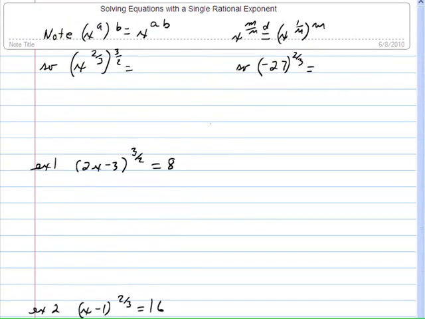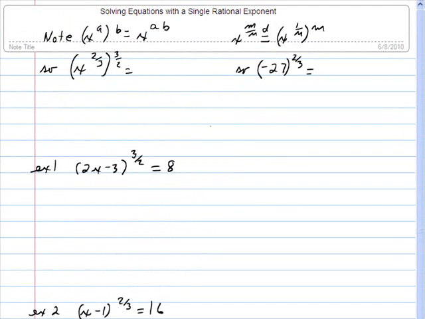Before we get into this, I want to remind you of a couple of rules from algebra that are going to be very important in understanding this. First off, solving equations with a single rational exponent, that's like this equation here in example 1. That 3 over 2 is called a rational or fractional exponent. There's only one of them. This is the procedure that you use when your original equation looks something like this.